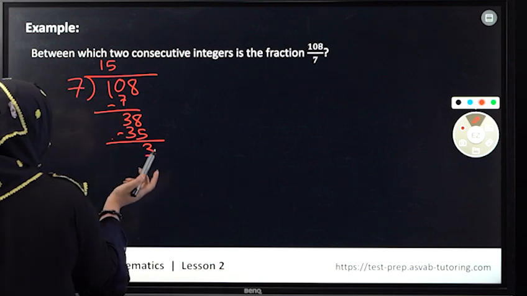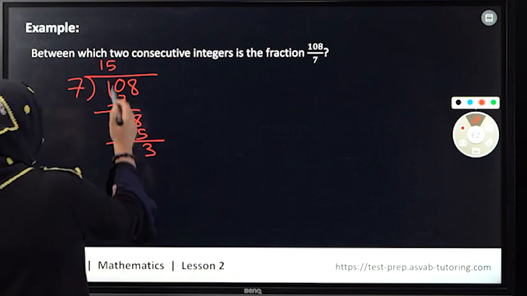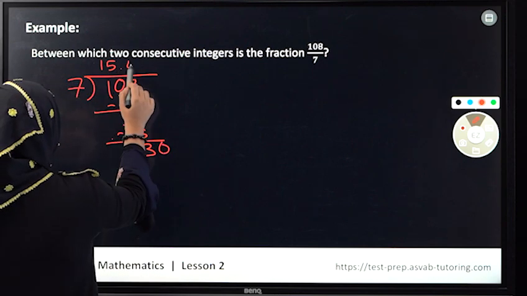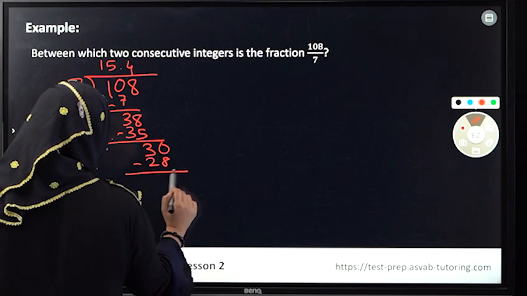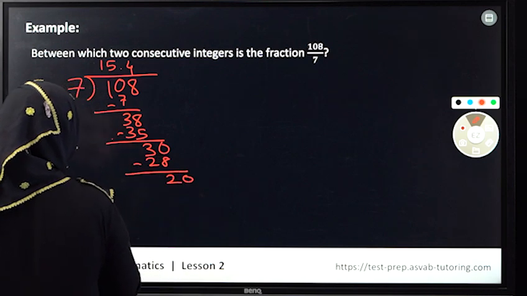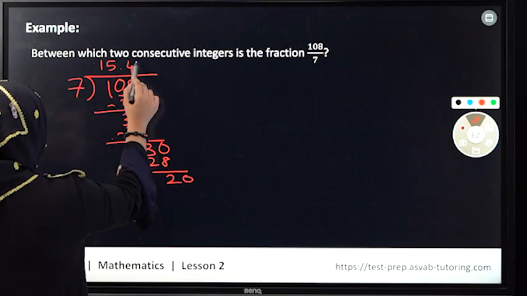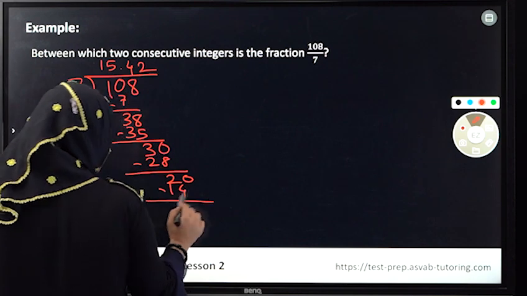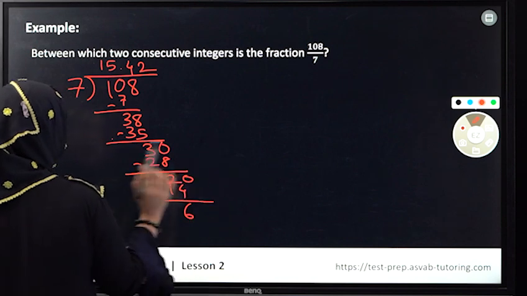If you do want to continue, you can put a decimal. It's going to be a 0. So 7 times 4 is 28. That's a 2. Then again, with the 0 because of the decimals, you can do 7 times 2, which is 14. And I hope you do get it, that your answer is going to continue.